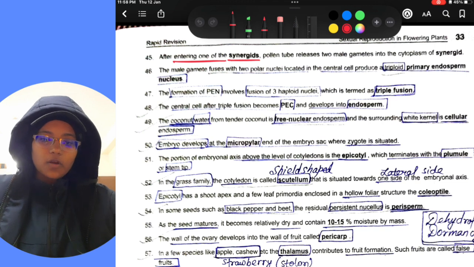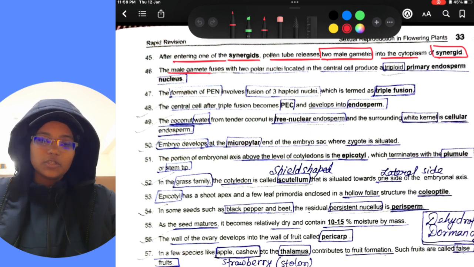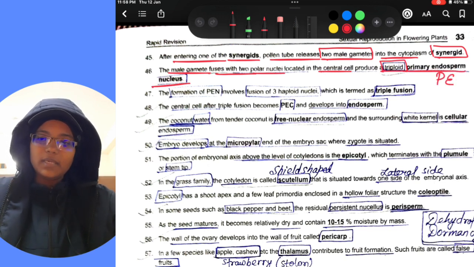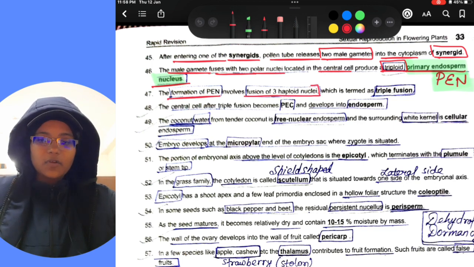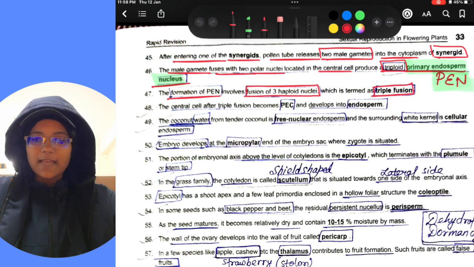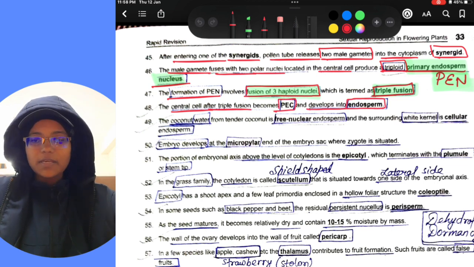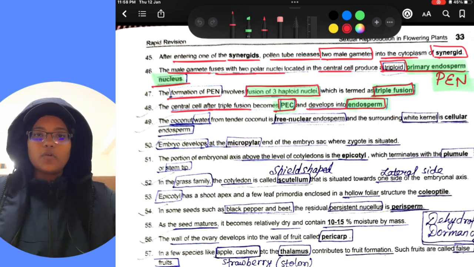After entering one of the synergids, the pollen tube releases two male gametes into the cytoplasm of the synergid. One male gamete fuses with two polar nuclei located in the central cell, and produces a triploid primary endosperm nucleus, PEN. The formation of PEN involves fusion of three haploid nuclei, which is termed triple fusion. The central cell after triple fusion becomes the primary endosperm cell, which forms the endosperm.